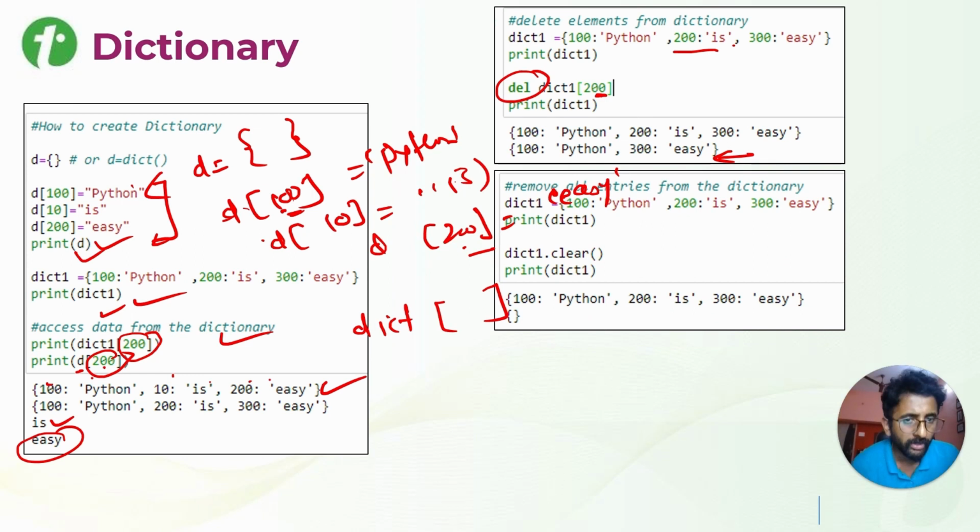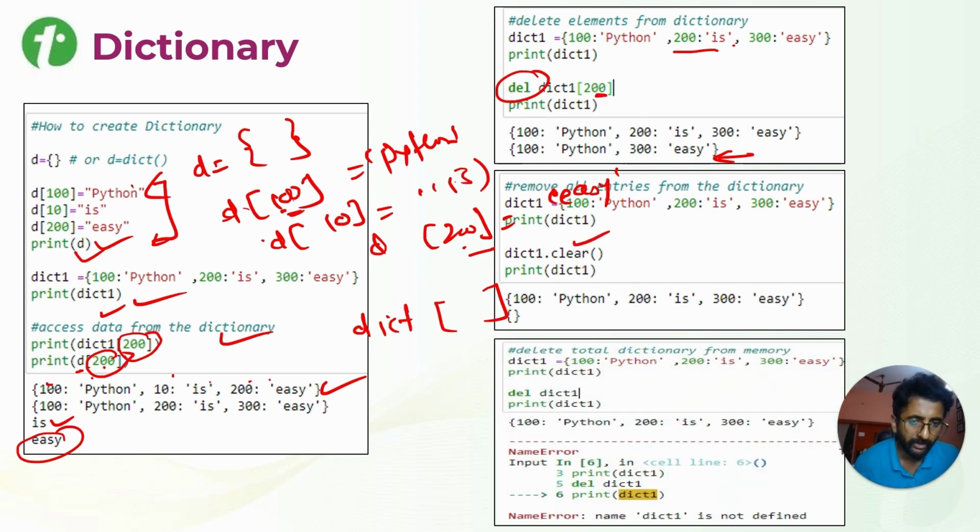Second, to remove all entries, we can use the clear method. Similarly, if you want to delete the total dictionary, you can just use del and the dictionary name. Here we were talking about a dictionary's key, but here we are talking about the complete dictionary. Now when you try to print the dictionary, you will get an error saying the dictionary is not defined, because you have deleted the dictionary.